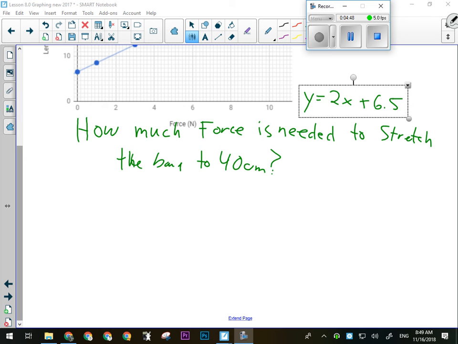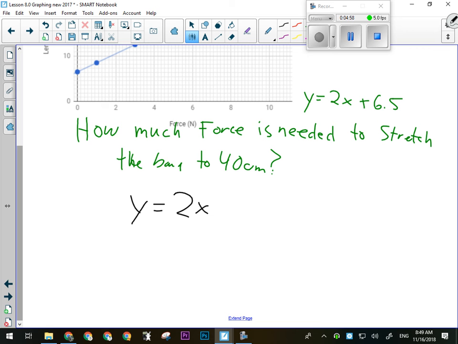So the first thing I'm going to do is manipulate this equation so that it's solving for x. In order to do that, I'm going to have y equals 2 times x plus 6.5. What do I do with the 6.5? Subtract it over to the other side. So I get y minus 6.5, and then what do I do with the 2?